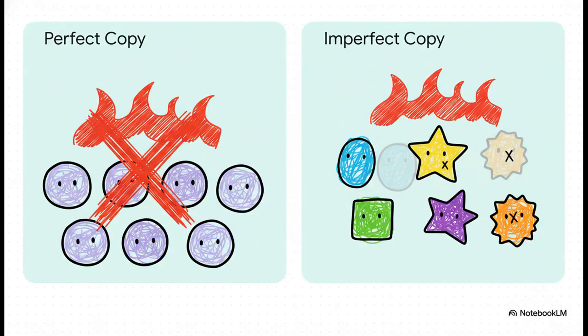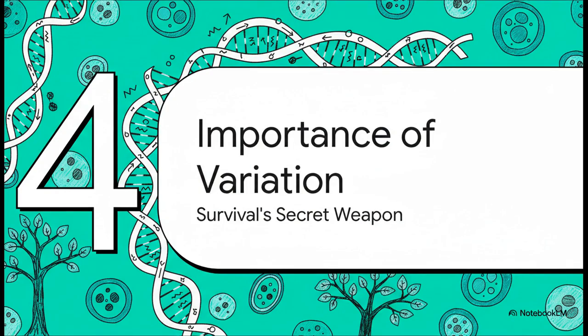And this slide really shows why that's so important. If every copy was perfect, you'd have a population where everyone is exactly the same. That's a huge risk. If a new disease or a change in the environment comes along, it could wipe them all out. But with imperfect copies, with variation, you get diversity. Some individuals might have a trait that helps them survive that change. So imperfection actually makes the whole species stronger and more resilient. So let's dig into this a little more. How exactly do these little mistakes become the ultimate secret weapon for a species to survive in the long run?